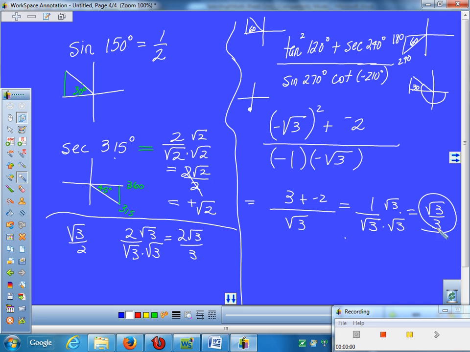So now guess what we're going to do? Do it all again in radians. Exact same thing in radians. You work it exactly the same way. You just have to start with an angle in radians instead of an angle in degrees.